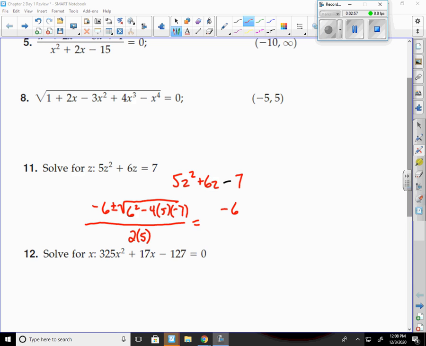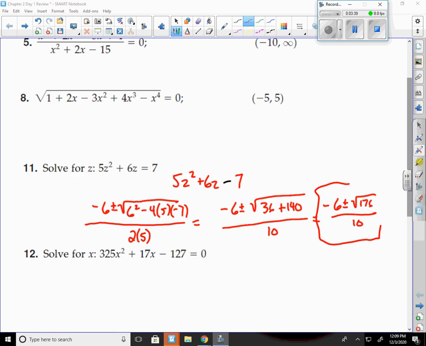So then that leaves me with negative 6 plus or minus the square root of 36. The negative 4 times 5 is negative 20. Negative 20 times negative 7 is a positive 140 over 10. 36 plus 140 inside of here gives me 176. So I have negative 6 plus or minus the square root of 176 over 10. 176 is not a perfect root. I'm sure I could break it down. Probably not going to make you do that. So you can just leave it in this form.